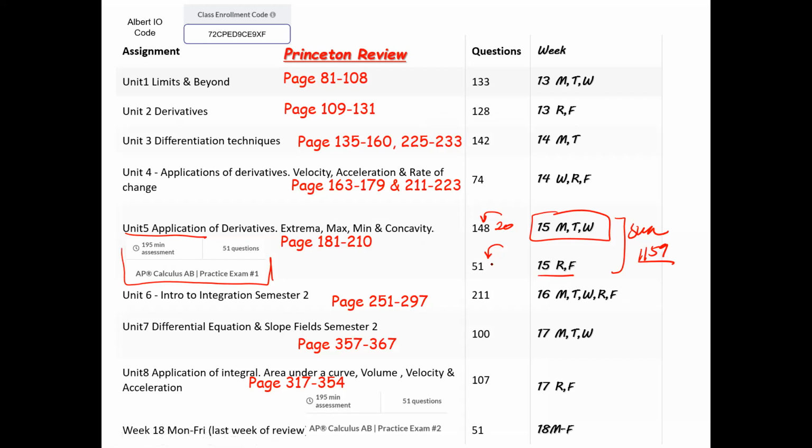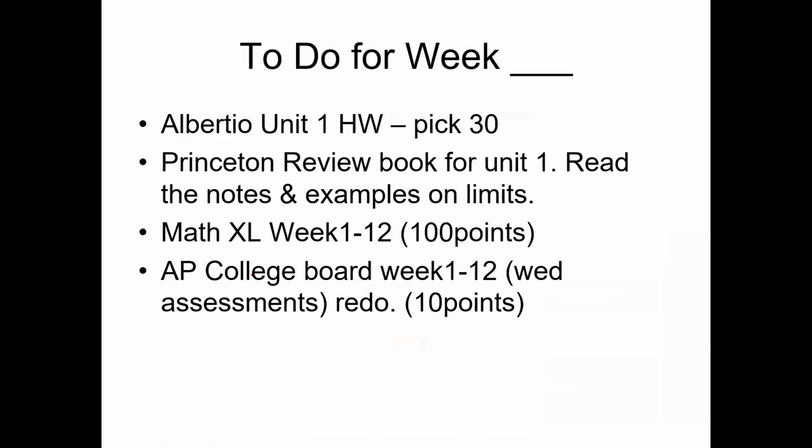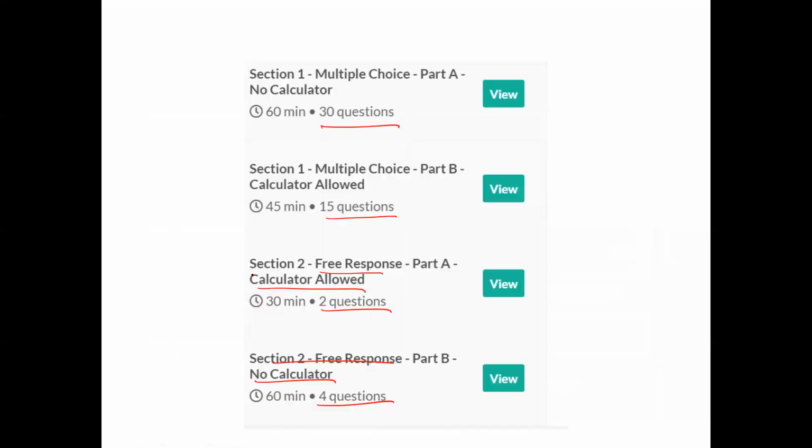Unit 5, that did not change the screen, so I apologize. Unit 5, your print and review is for pages 181 to 210. Make sure you pick any 20 questions from the 100 out of the 148 questions here. Then on Thursday and Friday, you have the 51 questions for practice exam 1. The first 2 sections are multiple choice with calculator and without calculator, 60 minutes and 45 minutes respectively. Section 2 is free response, 30 minutes with a calculator and then 60 minutes without a calculator.